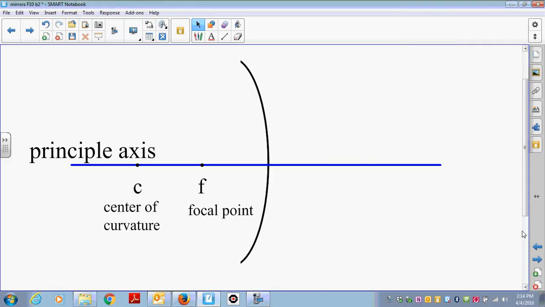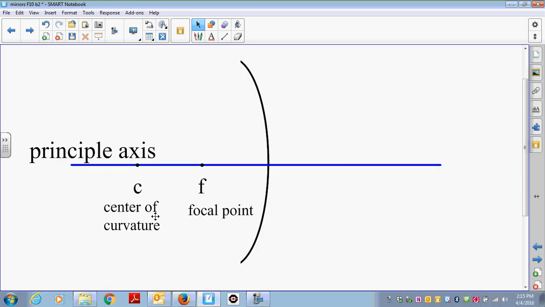Okay, for any ray diagram, we start out with a mirror drawn. We have the principal axis. The focal point is located the focal length away from the mirror. This is where all of the parallel light rays will come to a focus.